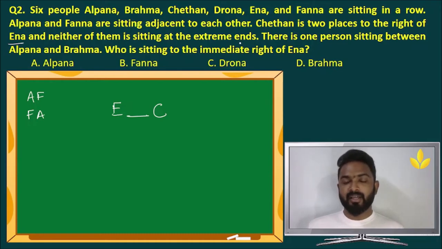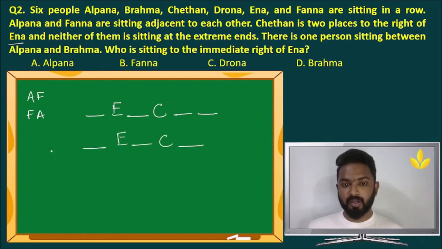Neither of them is sitting at the extreme ends. This gives rise to 2 possibilities. The first possibility is we can have 1 person here and 2 people here. They have mentioned that E and C, both of them are not at the extreme ends. This is one possibility. Another possibility is E over here, dash, C, 1 person here and 2 people here. Okay. So who will definitely come at these 2 adjacent places? Obviously A and F. So we have AF or FA.